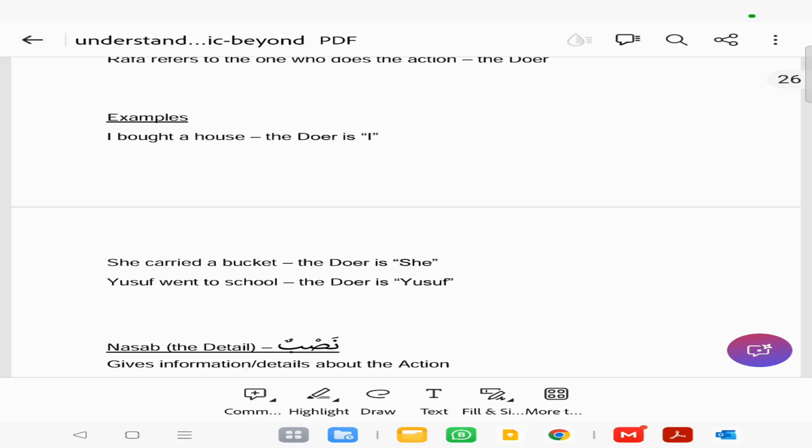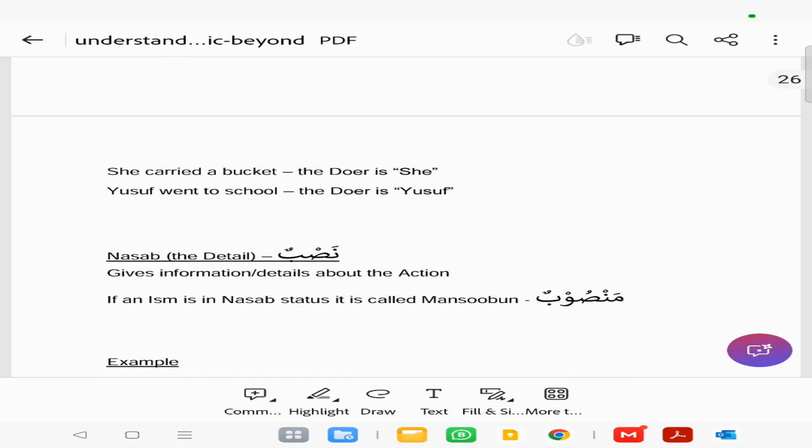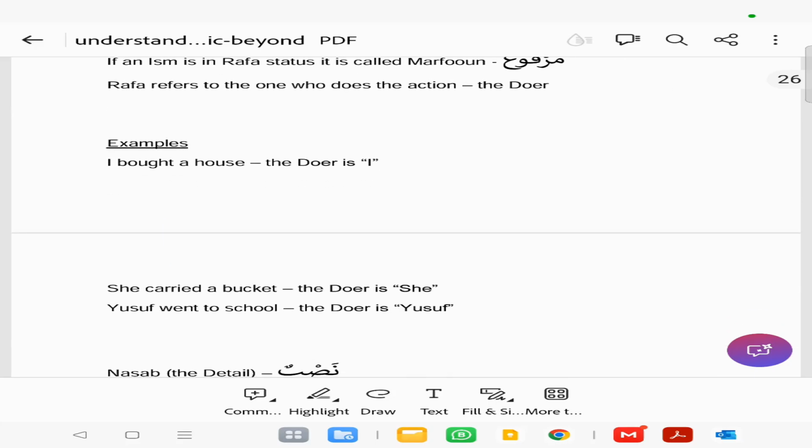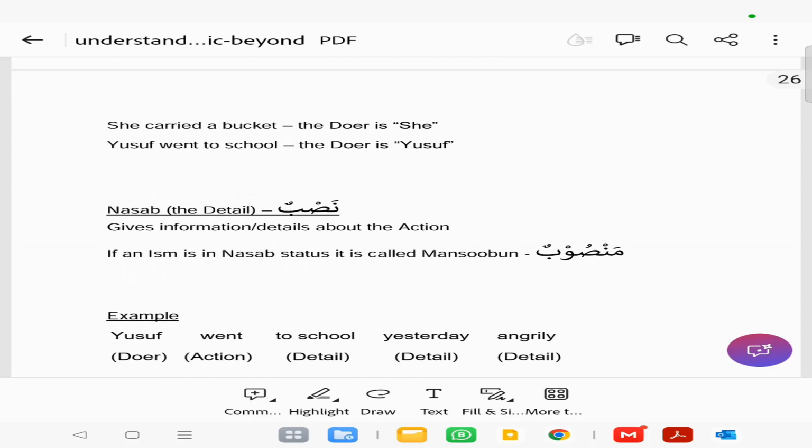So example, I bought a house, so the doer is I. She carried a bucket, the doer is she. Yusuf went to school, the doer is Yusuf. So in each case, the rafa is I, she, and Yusuf.